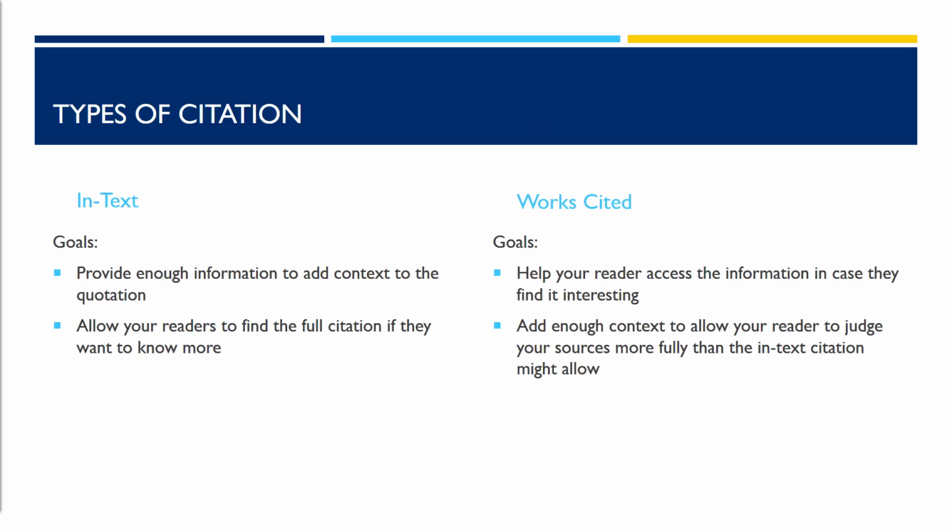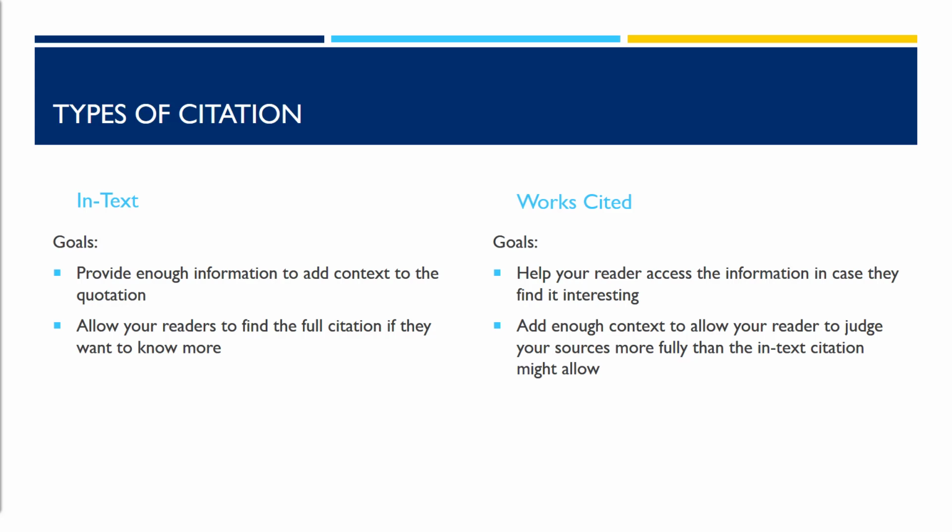The first part, I just want you to know why we're doing this, what the goals of each are. For in-text citations, the goals are to provide enough information to add context to the quotation, so we know where it came from and how to assess it, and to allow your readers to find the full citation if they want to know more. So just that in-text citation won't necessarily give them all the tools they need to go find that source themselves, but it will point them to the works cited page where you will provide that information for them.